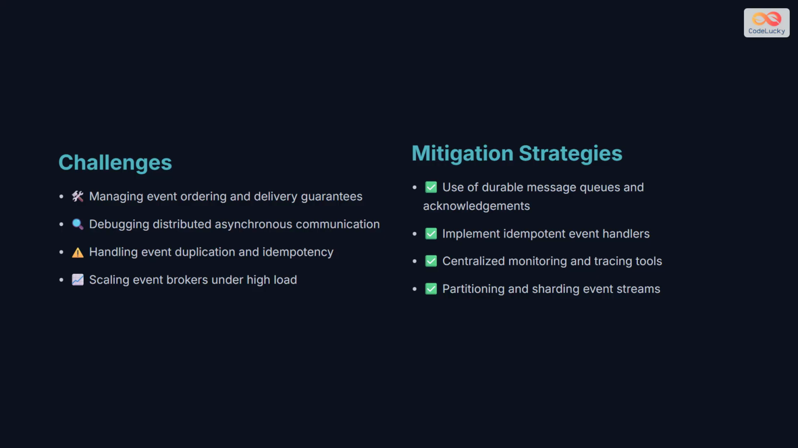Challenges of event-driven architecture are managing event ordering and delivery guarantees, debugging distributed asynchronous communication, handling event duplication and idempotency, and scaling event brokers under high load. The mitigation strategies are the use of durable message queues and acknowledgements, implementing idempotent event handlers, centralized monitoring and tracing tools, and partitioning and sharding event streams.